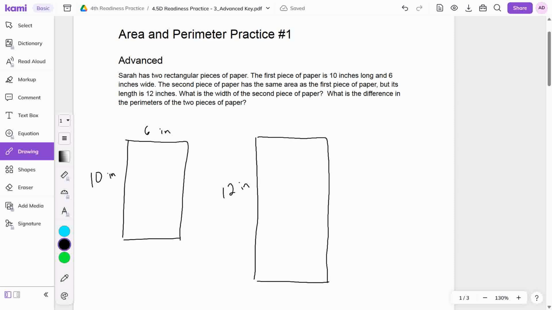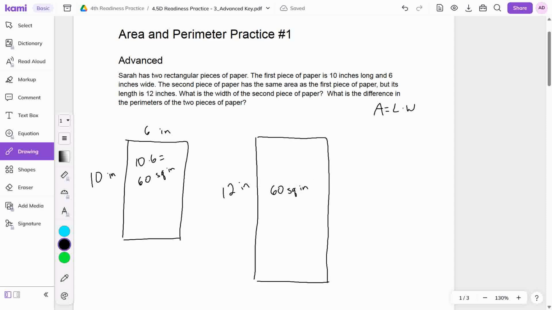Well, what do I know? The areas are equal. Well, what is the area? Remember, our area equals length times width. So that's going to be 10 times 6. So that equals 60 square inches. So that means the second piece of paper also has an area of 60 square inches.